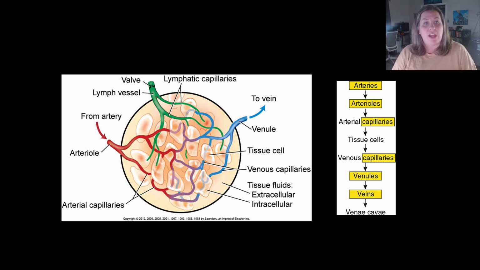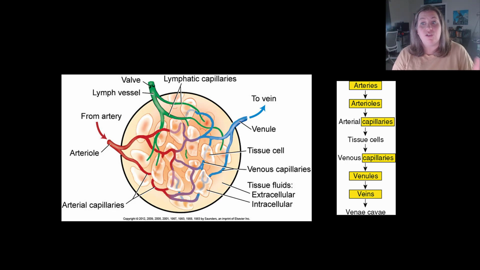There's exchange happening with these tissue cells. The blood goes from like a reddish color to a blue, but there's a transition as it drops off that oxygen. There's also going to be fluids found in this area. This interstitial fluid is the fluid in between all of the cells. We also call it the extracellular fluid because it's outside of the cells.